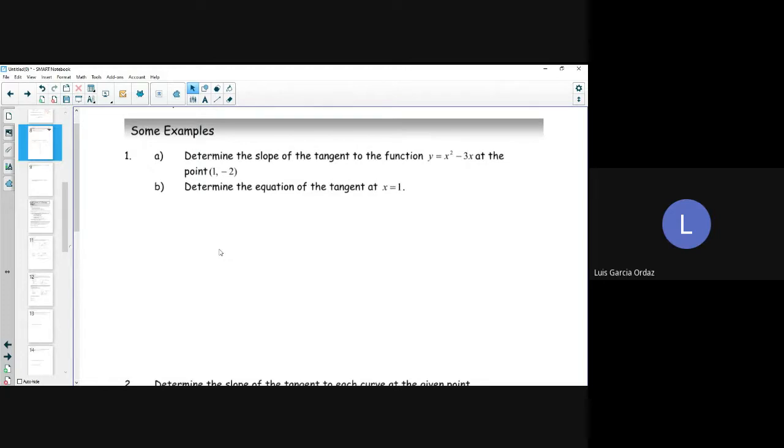Now we're going to do some examples. We want to determine the slope of the tangent to the function y equals x squared minus 3x at the points 1 and -2. That's for A. And for B, we want to determine the equation of the tangent at x equals 1.